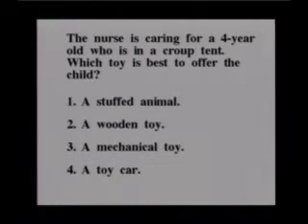A stuffed animal, if you were to rub or pat a stuffed animal, you get static electricity, so that's not a good choice. A wooden toy, wood does not conduct electricity, so that's a good choice. Mechanical toy has moving parts which could create static electricity, and so does a toy car. So the correct answer is number 2, a wooden toy.